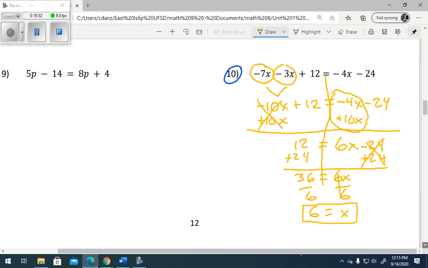I'm going to show you that if I did my other choice before, I'd get the same answer. So I'm not going to do number 9. I'm just going to use this space over here to do number 10 again, using a different choice and proving to you that really the choice is up to you when you're trying to get variables to one side. So I still have to combine these.